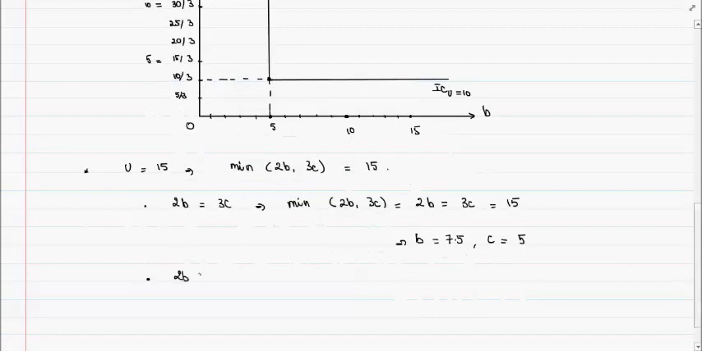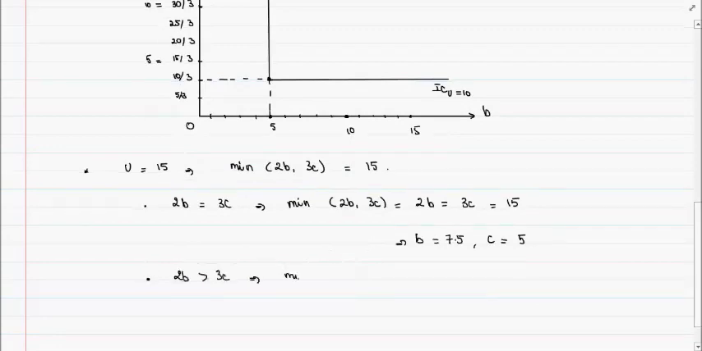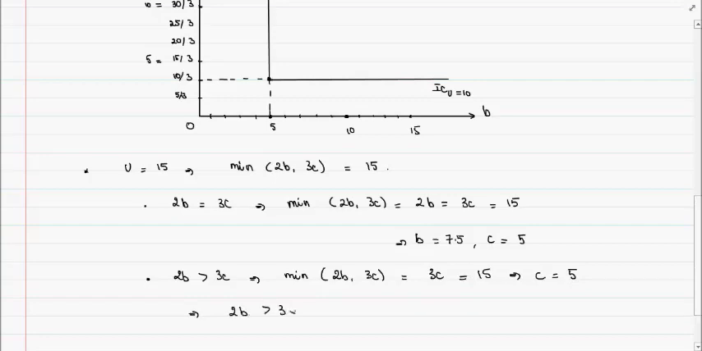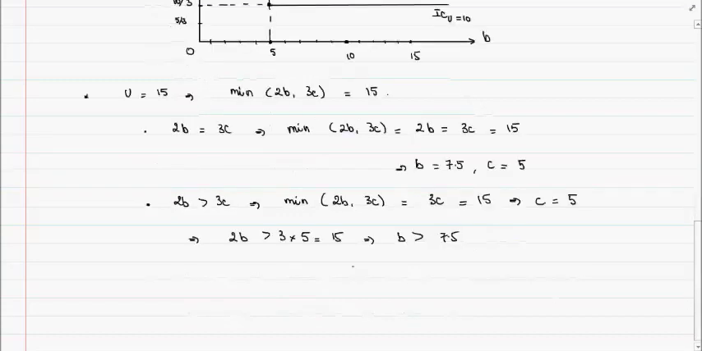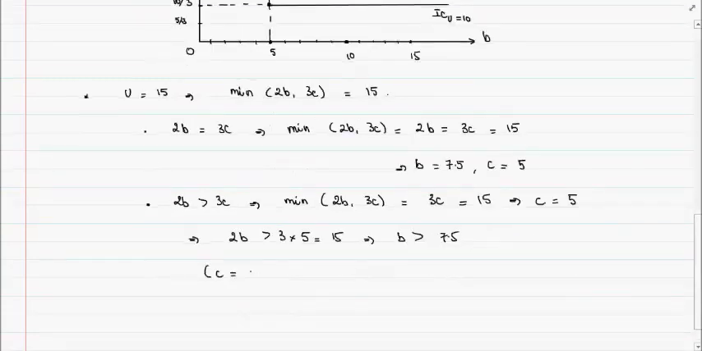Okay, so the second case is where 2B is bigger than 3C, then the minimum of 2B and 3C is just equal to 3C, and that needs to be equal to 15, so C equals 5. And we want 2B to be bigger than 3C, which is 3 times 5, which is 15, so therefore we want B to be bigger than 7.5. So any bundle with C equal to 5 and B bigger than 7.5 is going to be on the indifference curve corresponding to the utility level of 15.